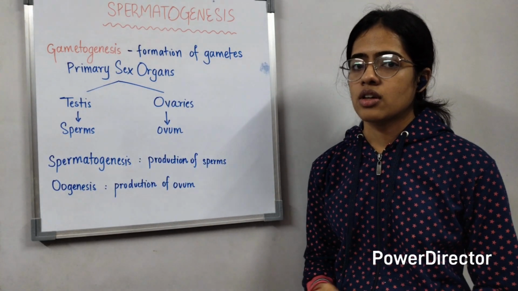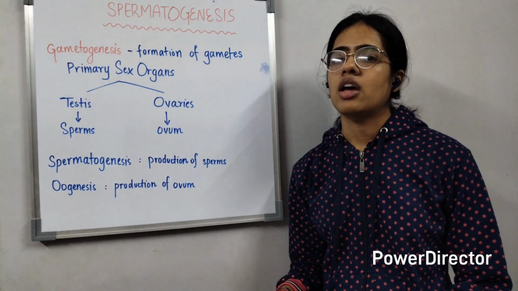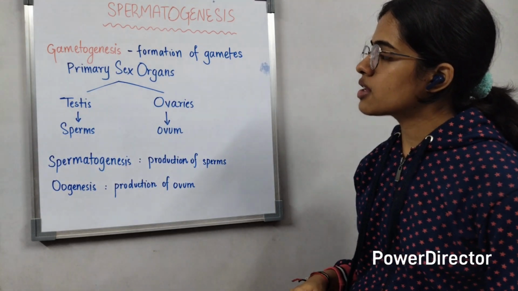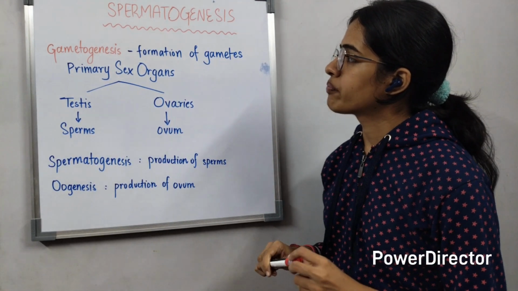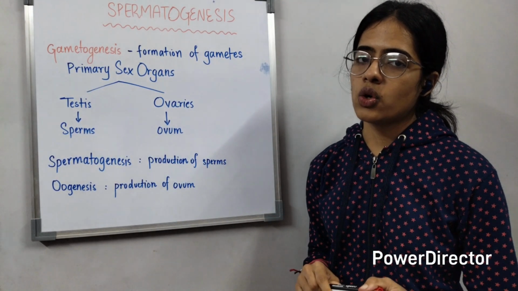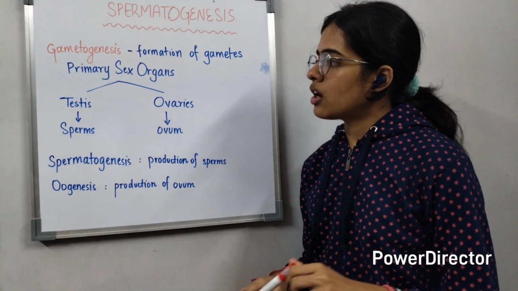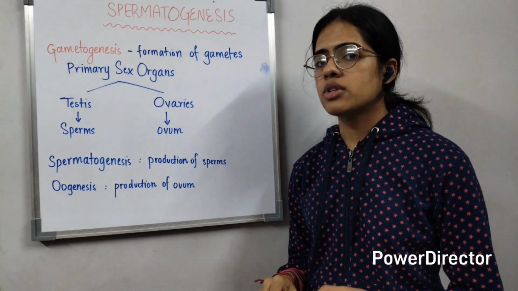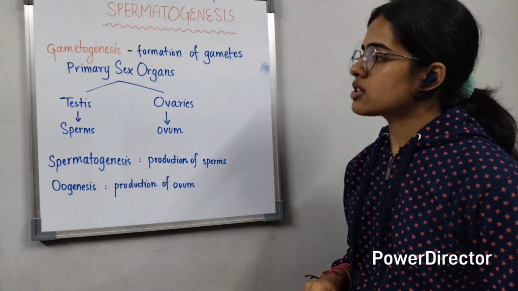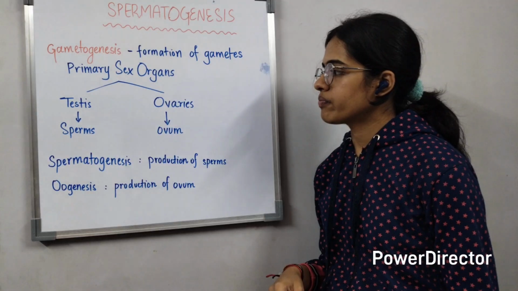So what is gametogenesis? From the term itself, we can understand the formation of gametes is called gametogenesis. So I've written in the board, it is the process of formation of gametes. And in humans, it is observed that there are primary sex organs. The two primary sex organs in humans are testis and ovaries. Testis in humans is found in males and ovaries are found in the females.